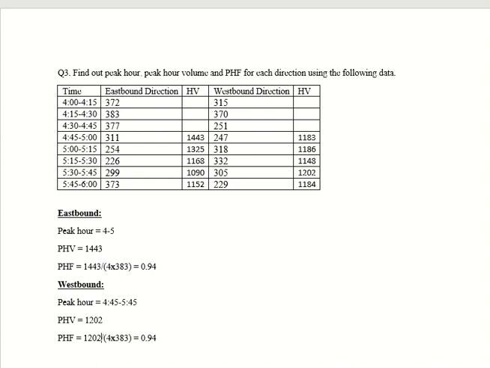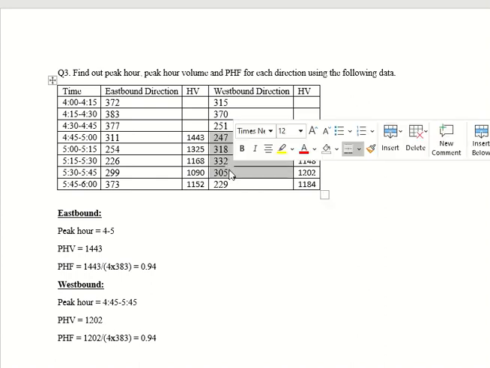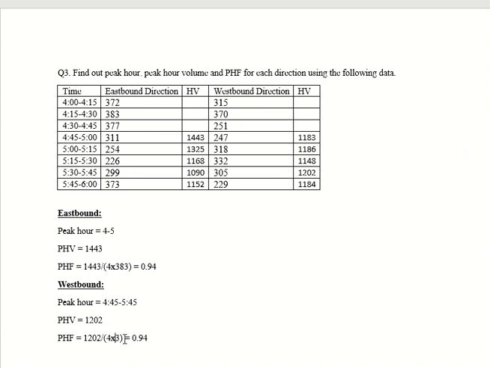What is the maximum flow now, from 4:45 to 5:45? So these 4 values. The maximum is 332. Let me check the value. So this one is 0.90. So this is how it should be solved.